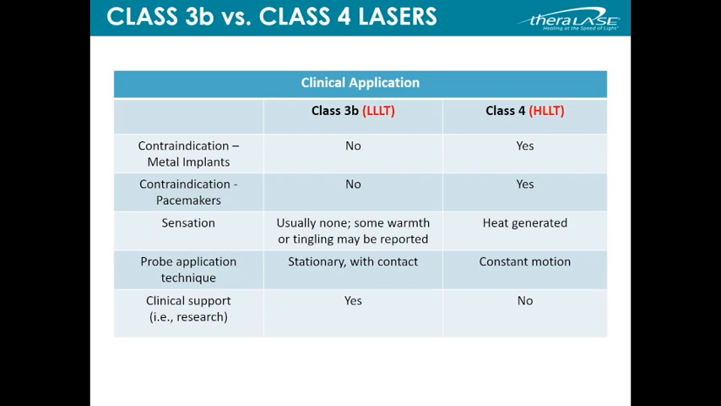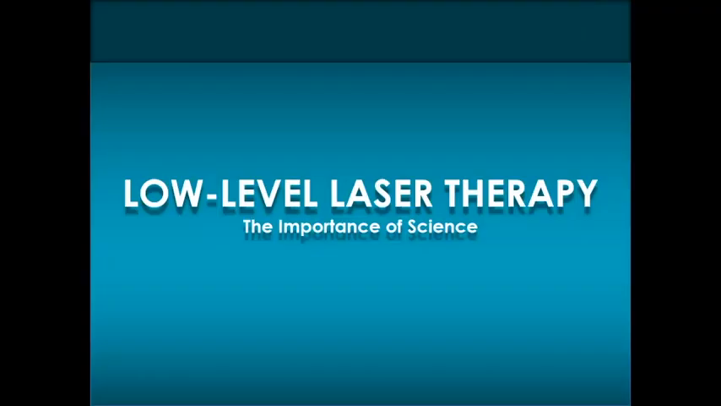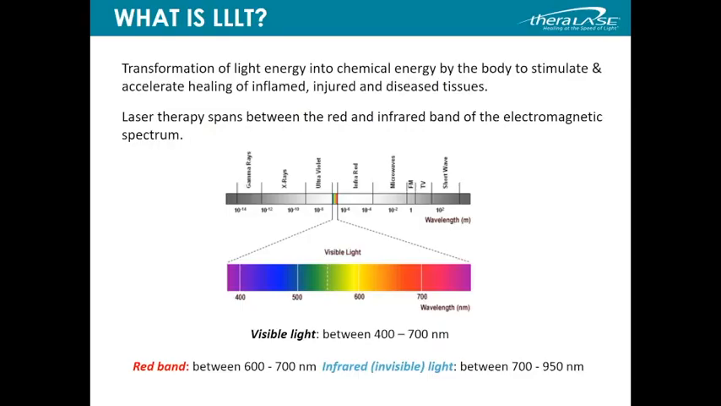Now, the biggest thing is the clinical support or the clinical research that is backing up these particular classes of laser devices. There's a lot of research on class 3B lasers. As mentioned previously, there's over 3,000 clinical studies. There's not as much research, if any, on class 4 lasers. What we do find is that laser companies are using the research and literature based on class 3B laser devices for class 4 lasers. And just so you know also, class 4 lasers are approved by the FDA as a heating device. Now let's go into the science of low-level laser therapy and talk about what it actually is.